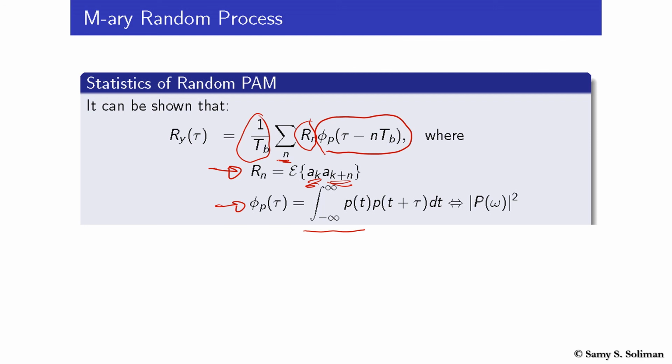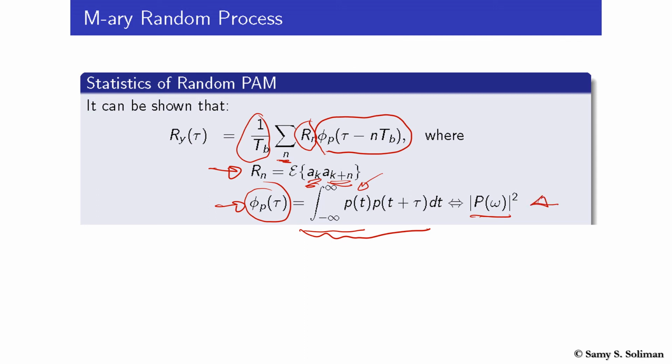And of course, the frequency representation of this phi_p(tau) is the absolute value squared of P(omega), where P(omega) is the Fourier transform of p(t). Again, this time autocorrelation function can be seen as the convolution between the pulse p(t) and its time-reversed version p(negative t). Hence, the Fourier transform of such a convolution is the product of the Fourier transforms of p(t) and p(negative t), which is the absolute value of P(omega) squared.